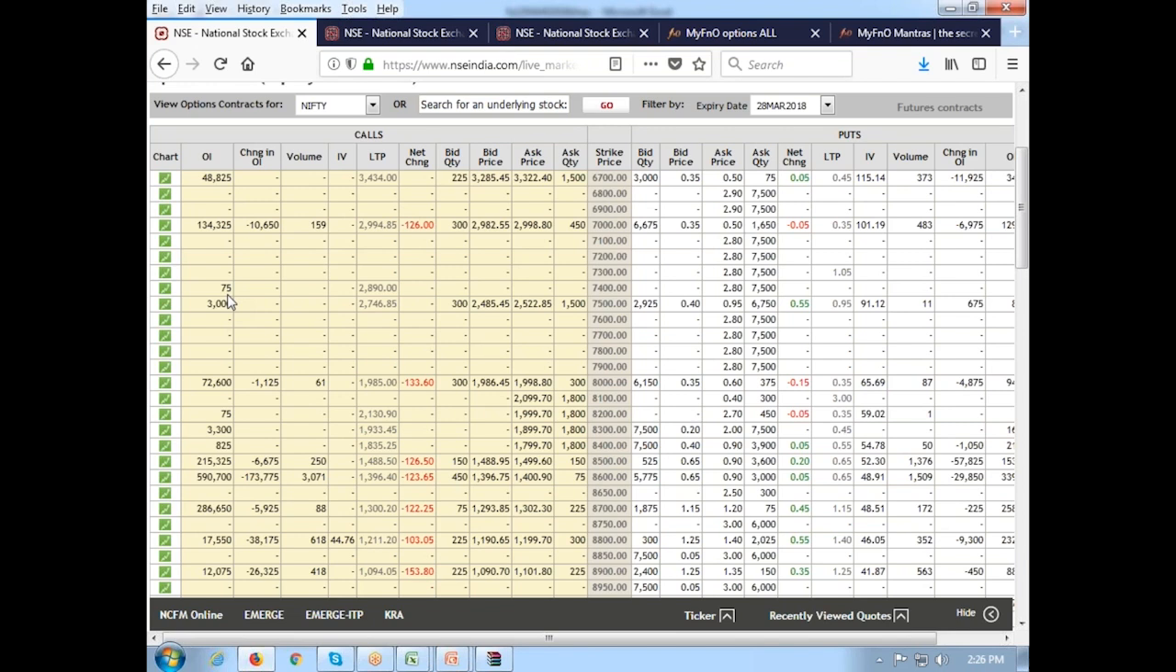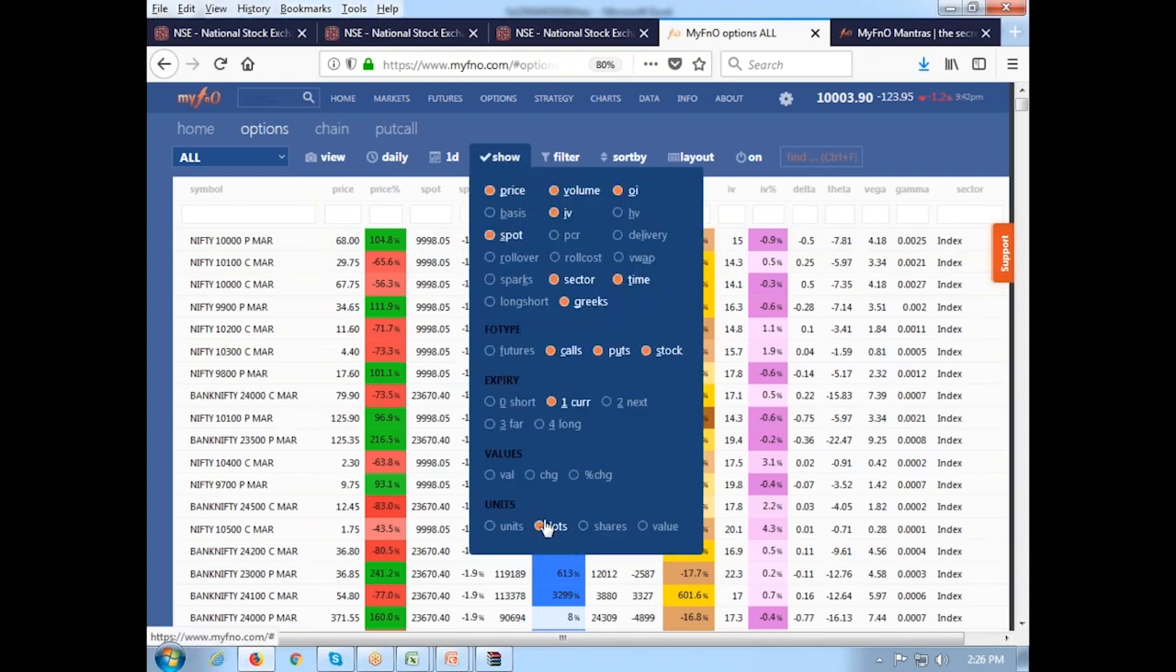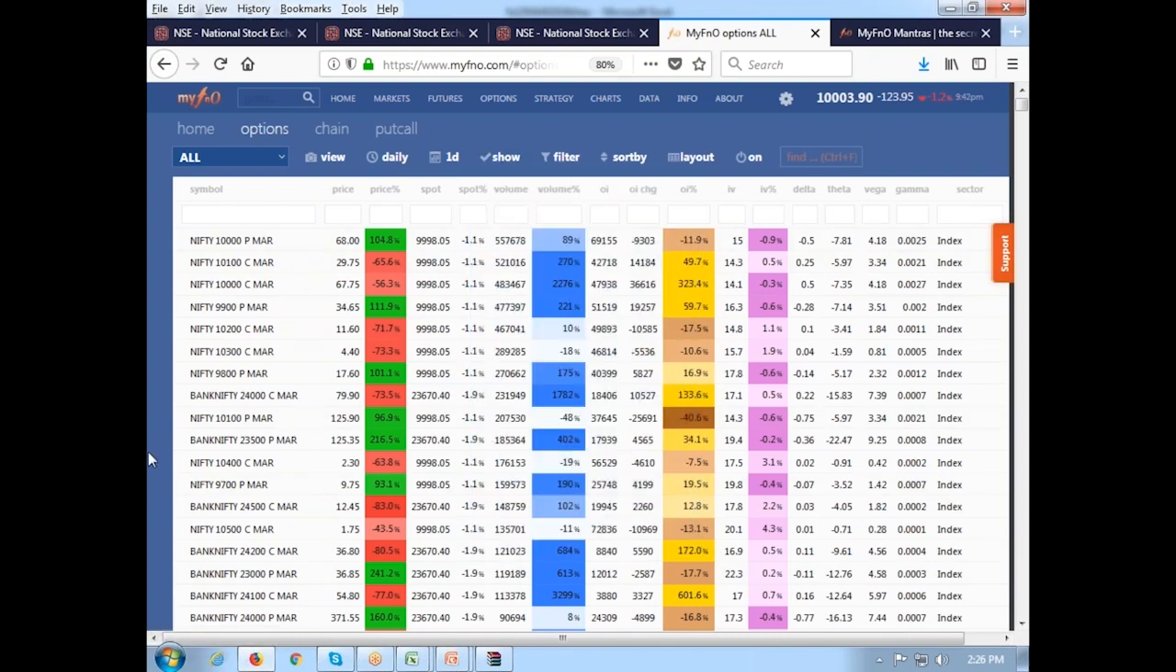So for me, the lot is more important than the number of shares. This is for ease of doing business, nothing else. What I'm doing right now is also available in the basic plan and the silver plan also. So you don't need to worry that this is only in the platinum one.